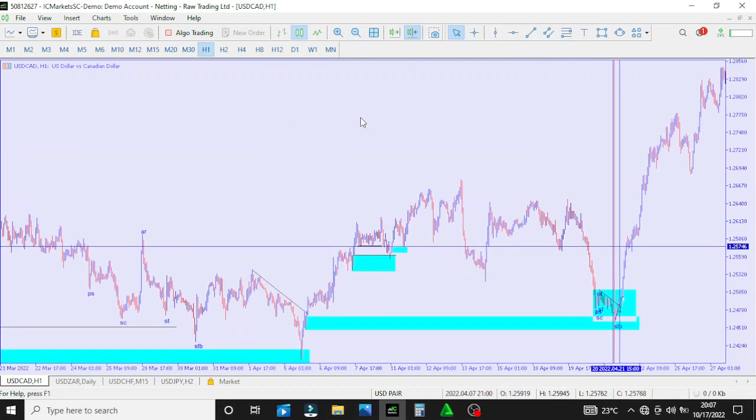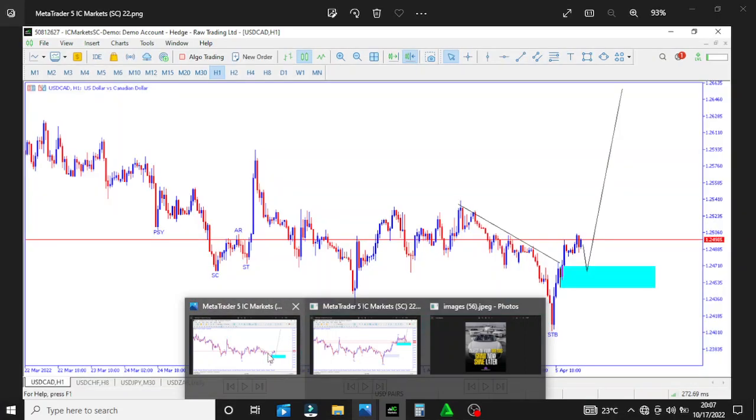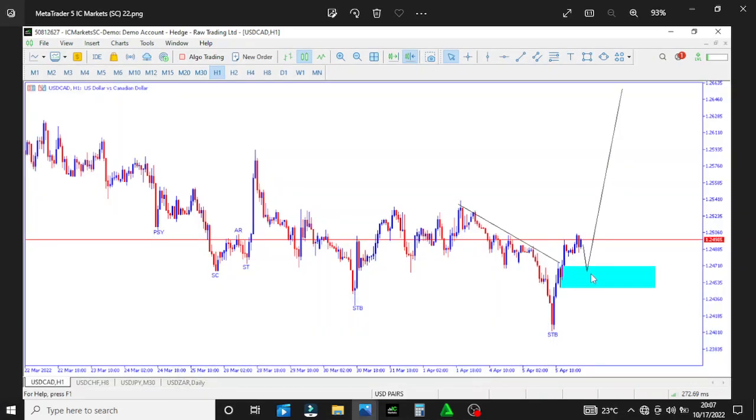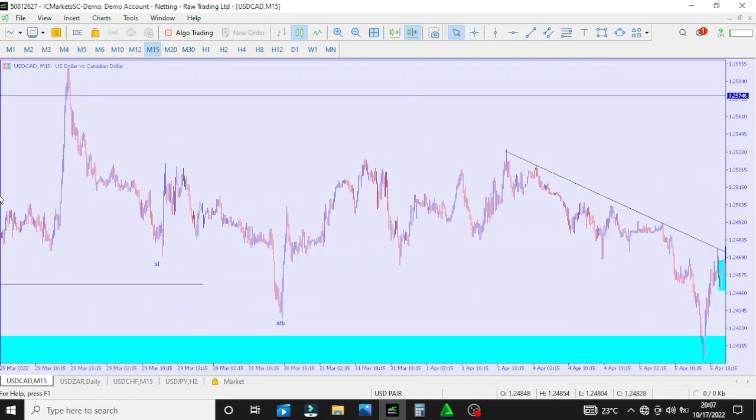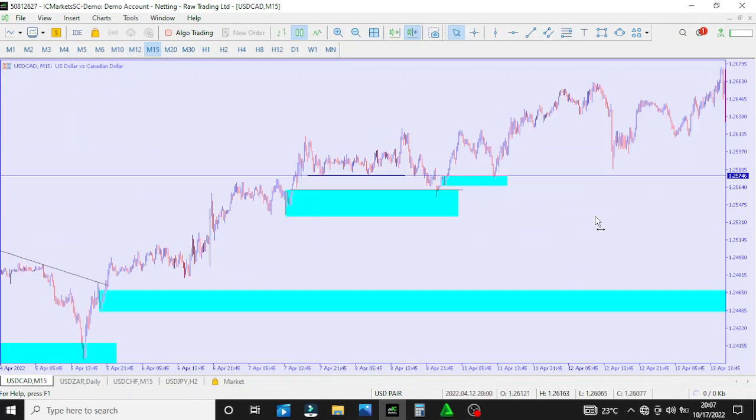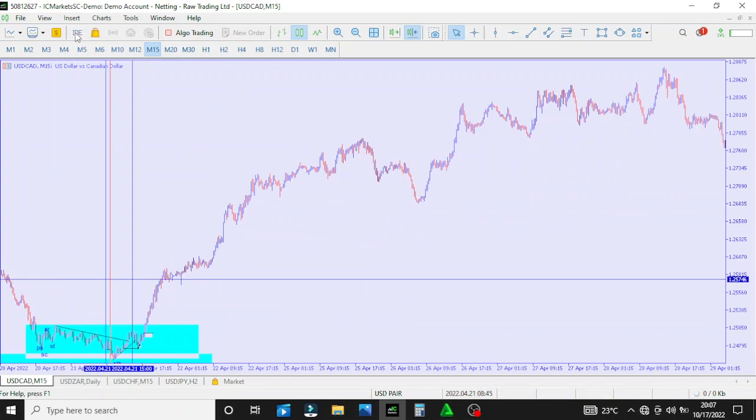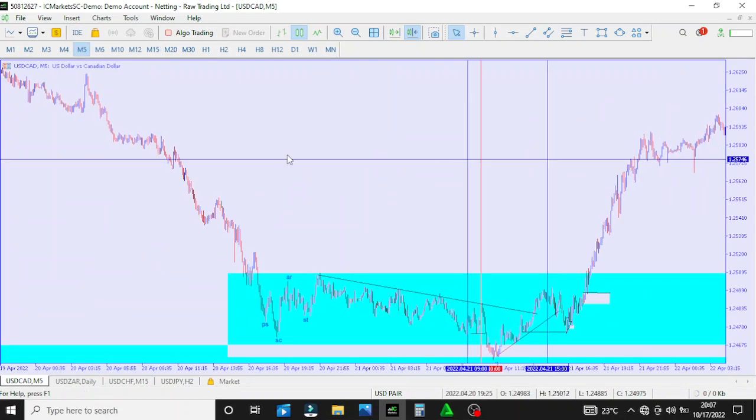But my main trade was on this order block. You see that the price accumulated and finished accumulating and went on to mitigate this point of interest. It was mitigated right here. That's where we go to lower time frame. Let's go to 5 minutes.